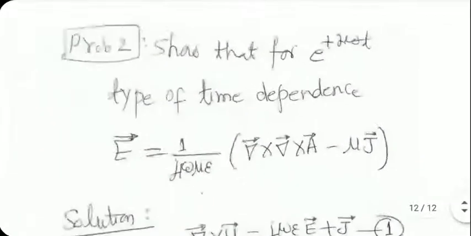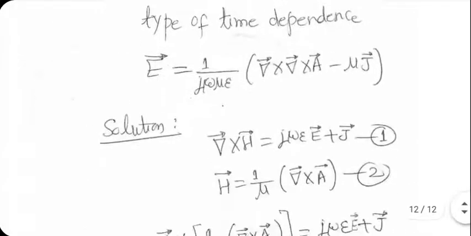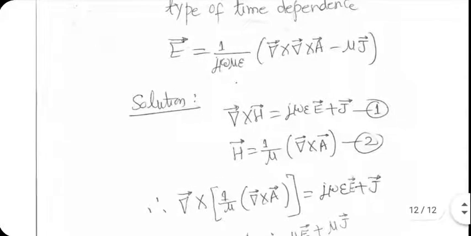Okay, one more derivation type of challenge. Show this one. E is related to A and J in this case. This is also fairly straightforward to prove. Del cross H is j omega epsilon E plus J. That's one of the Maxwell's equations. That gives you, the second equation is the very definition of A.